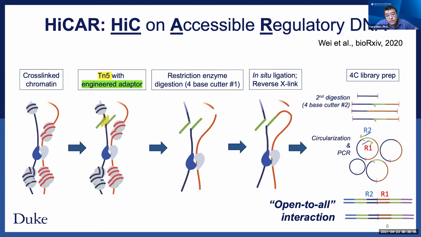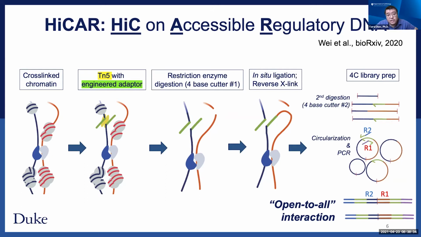But in some of the circles, it will be marked by Tn5 adapter. And next, we design a primer that can specifically amplify this circular DNA that contains the Tn5 adapter sequence. And we also flank the sequencing adapter sequence on the primer. So after PCR amplification, we can specifically enrich the chimeric reads that are targeted by Tn5.